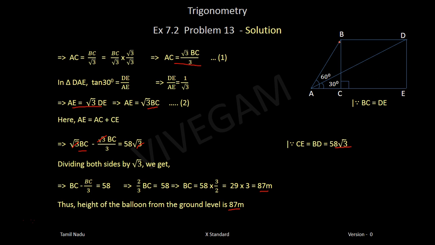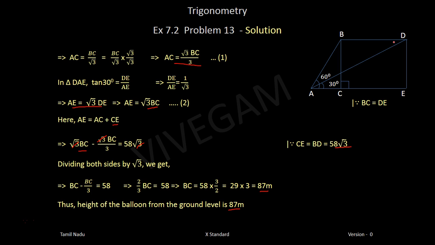Okay, so let me repeat. Using this triangle, using tan 60 equal to BC by AC, you are getting a relationship between BC and AC. This is what we got here, right? Then using this triangle, you are getting DE in terms of AE, okay? And DE is nothing but BC. So it's basically BC in terms of AE, right? That is what this equation. Then we know AE equal to AC plus CE. You are using all those values here. But what is CE? CE is BD, right? These two are equal.